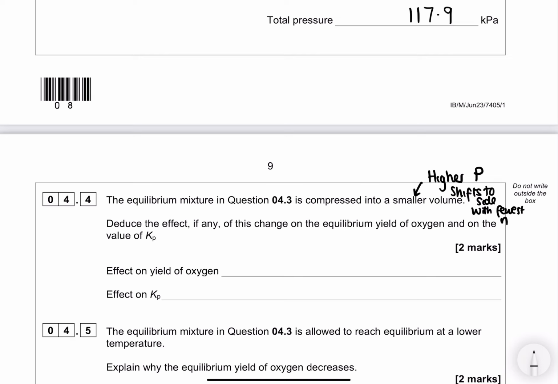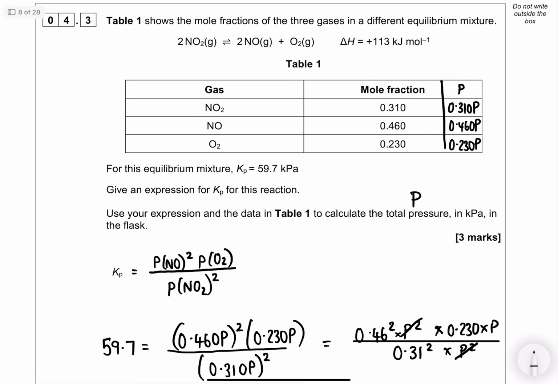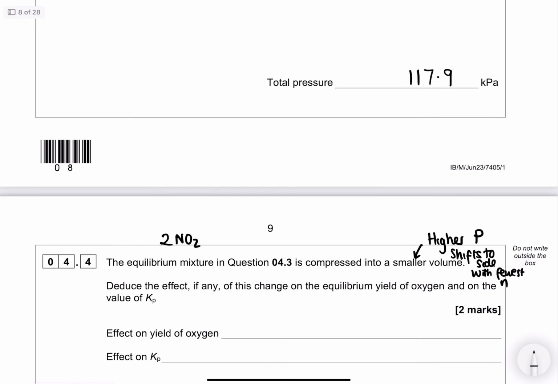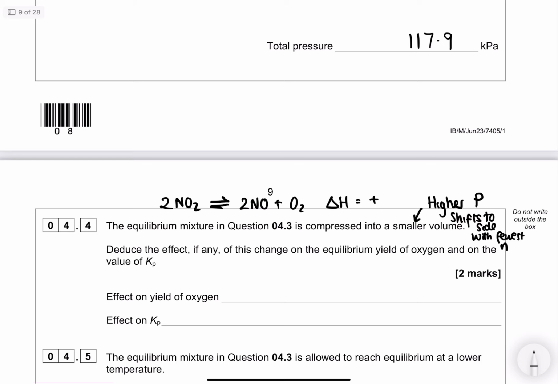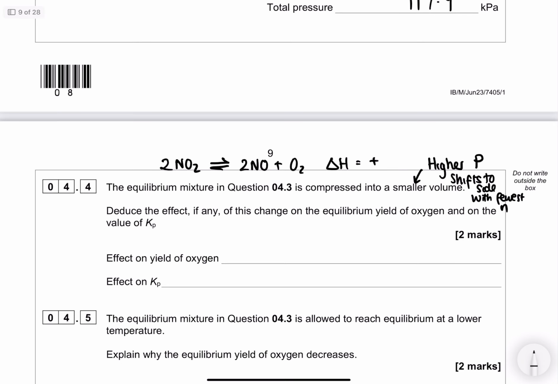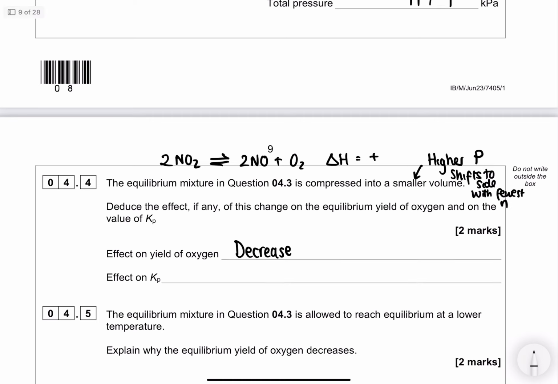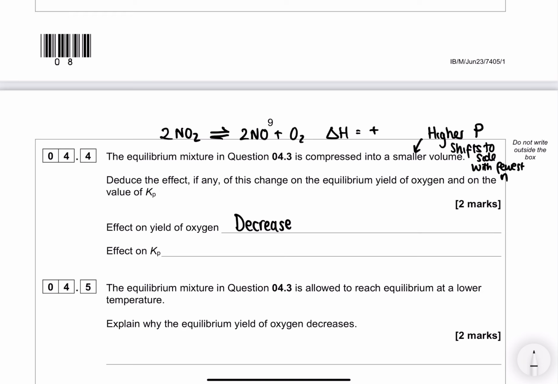So let's have a look at the equation again. It went 2NO2. Let's go back to the top of the page. 2NO and O2. And its enthalpy change was positive. It was endothermic. So if we're going to reduce the volume, we increase the pressure, and we're going to shift to the side with the fewest moles, which is the left-hand side, so away from oxygen, so the yield of oxygen will decrease. But the only thing that could affect a Kp is temperature, so there would be no change to the value of Kp by changing the pressure.